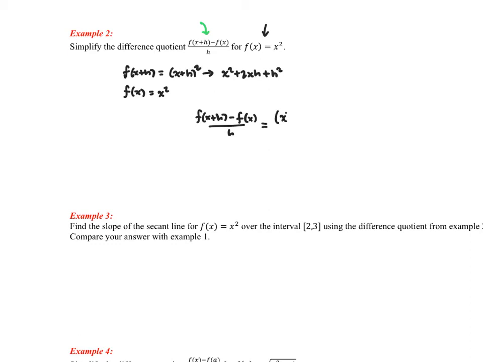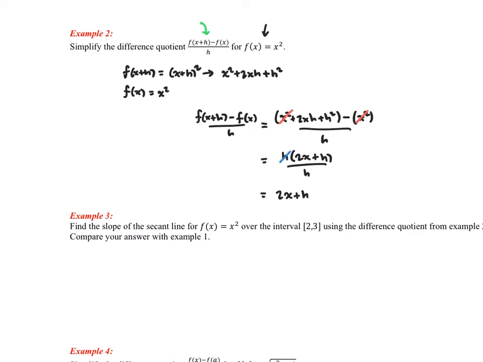So f of x plus h minus f of x all over h for the function x squared would be x squared plus 2xh plus h squared minus f of x, which is x squared, all over h. As you'll see, we'll get some terms that when we combine them, they reduce. I'm left with 2xh plus h squared over h. I'm going to factor out an h in the process, leaving this as h times 2x plus h, all over h, which reduces out to 2x plus h.